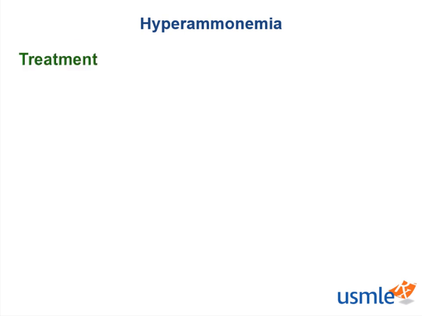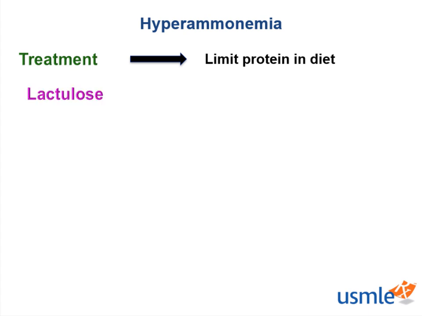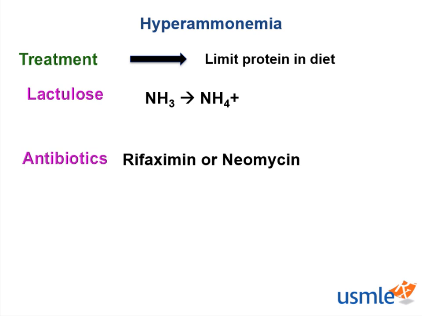So how do you treat hyperammonemia? The mainstay in treatment is to limit protein in the diet, but there are a few different ways you can lower ammonia levels within the body. Recall lactulose, the drug we were introduced to in the beginning of this video. Lactulose works to lower ammonia levels by acidifying the GI tract. When you give lactulose, the ammonia gets converted to ammonium, which cannot cross the gut epithelium and will then be released through bowel movements. Other options include giving antibiotics, such as rifaximin or neomycin.